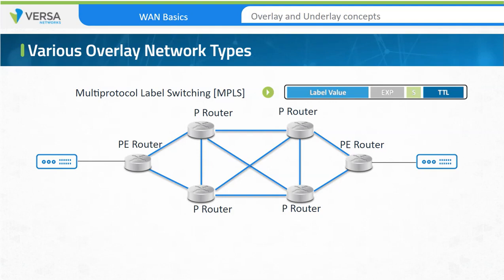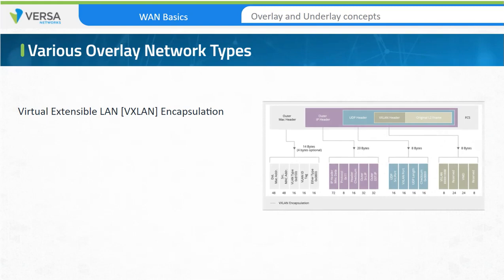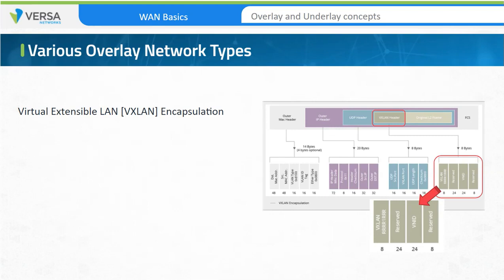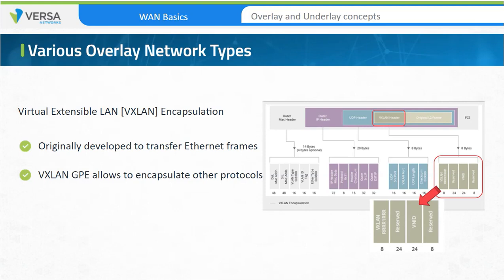More frequently, VXLAN has emerged as one of the most versatile encapsulation techniques and provides a lot of customization. VXLAN was originally developed to transport Ethernet frames, but VXLAN GPE, or Generic Protocol Extension, has been widely used to encapsulate various kinds of protocols as it allows the VXLAN header to identify and encapsulate other types of traffic than just Ethernet frames.